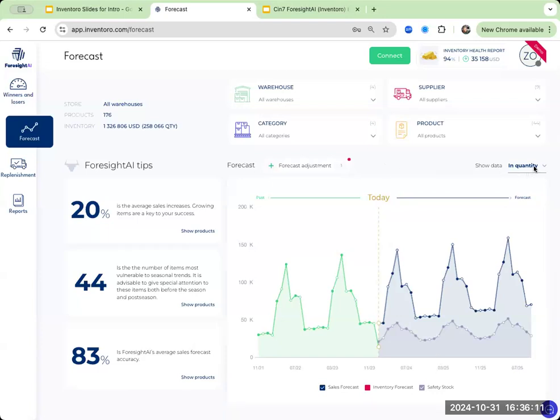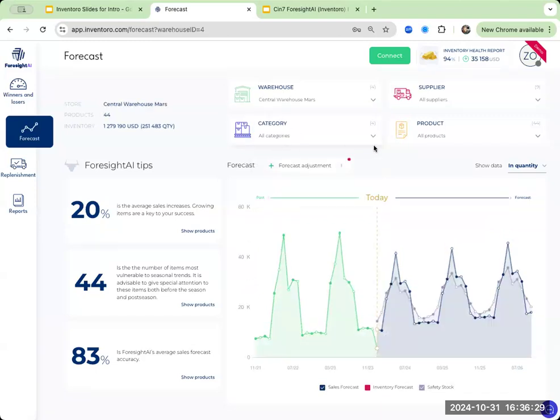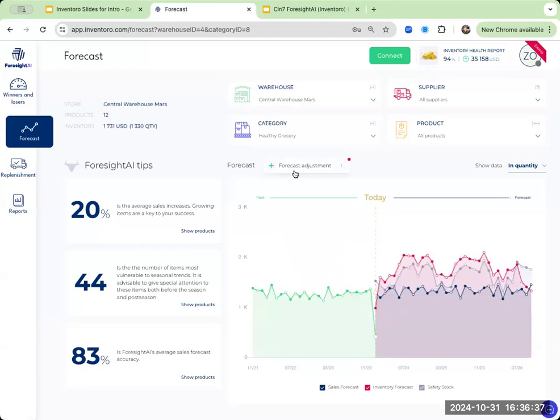A couple other things about this graph: you can have it in quantity or you can have it in dollar amount. So depending on who has access to your account, they may want to view it slightly differently. Also, this graph can change depending on filters that you want to add, depending on what information you're looking for. In this case, I can see how this specific warehouse is doing, and I can layer on another filter if I'd like to. So maybe I want to look at this warehouse and I want to see how Healthy Grocery is performing. We can see that the graph is immediately changing, which is thinking about the time it takes you to maybe find this data in your current process.